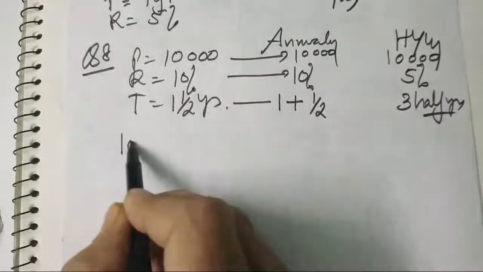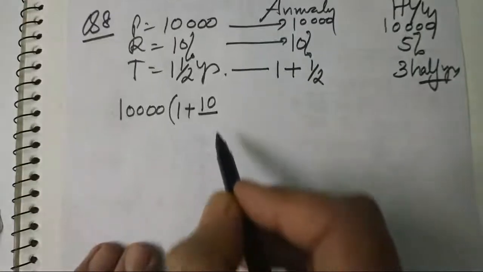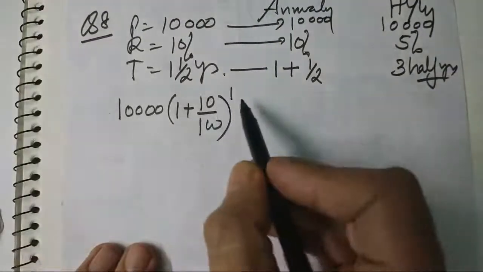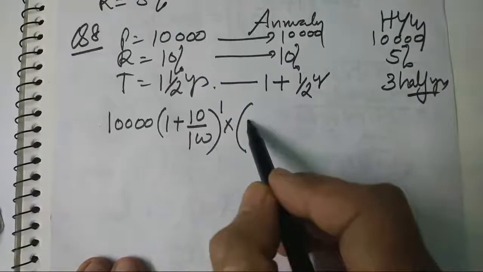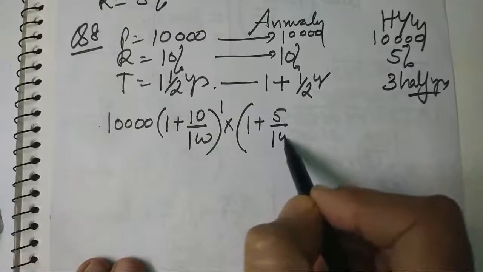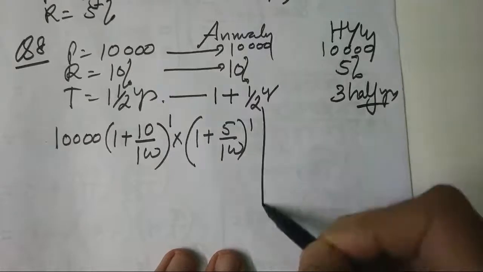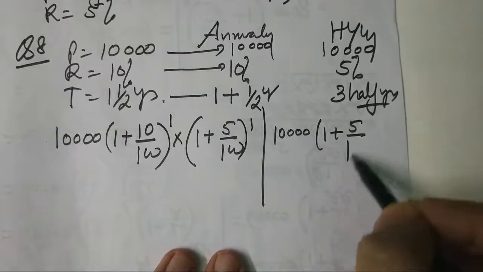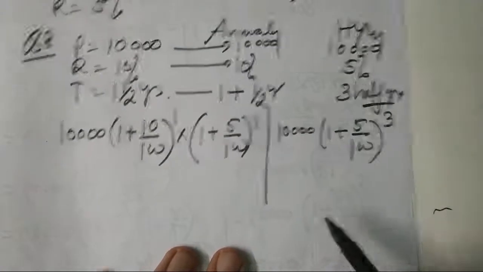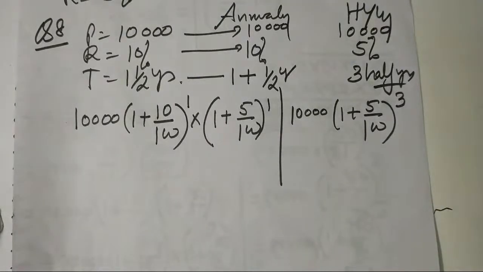So your formula when you apply it will be 10,000 (1 + r/100)^1 multiplied by, we will calculate for half year. So for half year it will be (1 + 5/100) for half year. For half yearly, your figure will become 10,000 (1 + 5/100) with time 3. So this is the difference between annually and half yearly questions. This is how you will do question number 8.